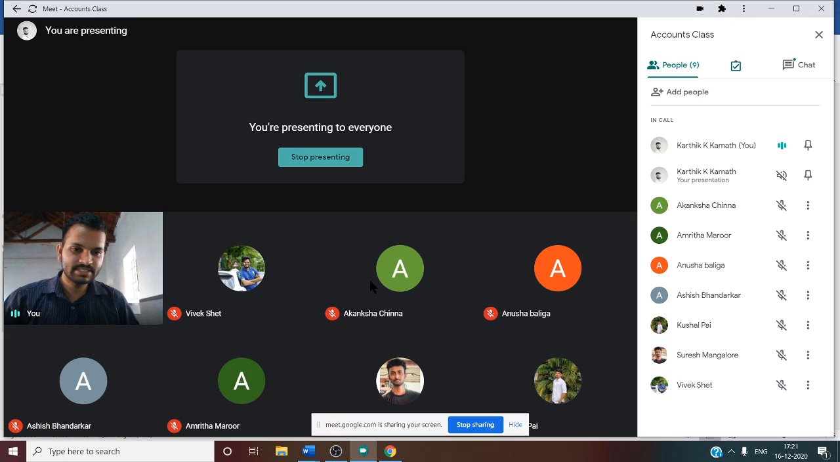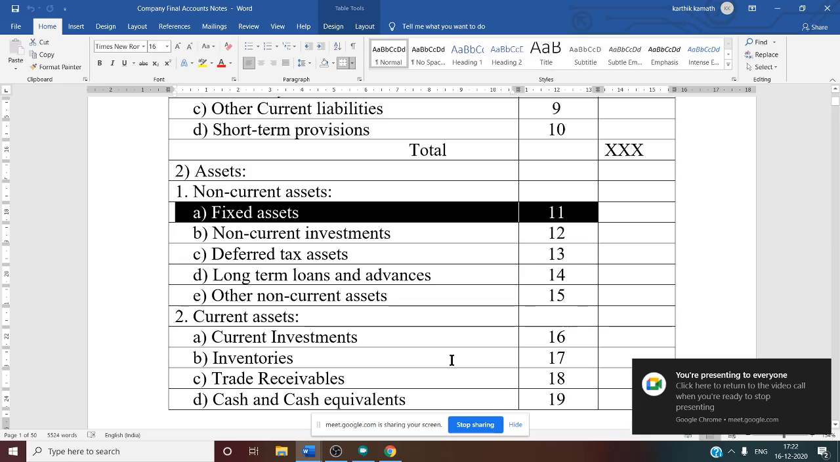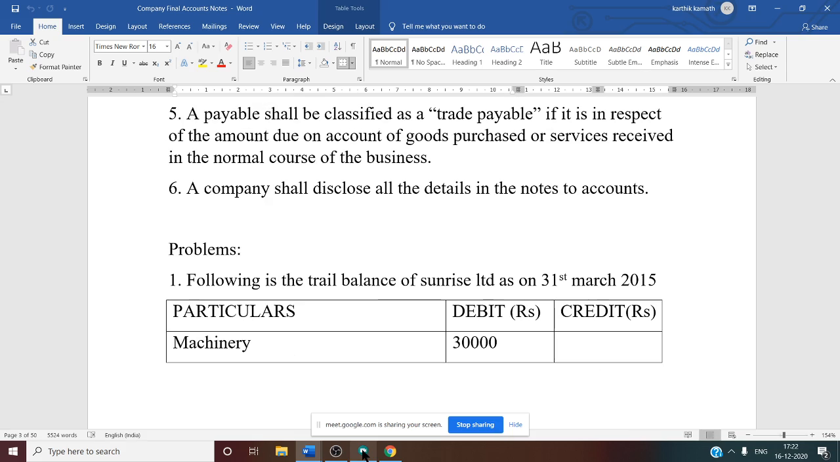Yes, Amrita is saying asset side, and on the asset side, machinery is a fixed asset. So we want the fixed asset working note number. What is the fixed asset working note number here? Once you see the format, that is 11. See this, fixed asset working note number is 11. So whenever you are solving, you can write 11 in front of that machinery. Then it will be easy to solve.